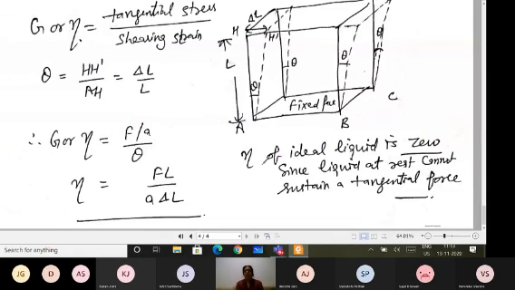Of course, if you go with an ideal liquid, eta is 0, because liquids at rest are not able to sustain the tangential force. So this has the tangential force, which is why the name tangential stress is there. And the modulus of elasticity is the shear modulus of elasticity.